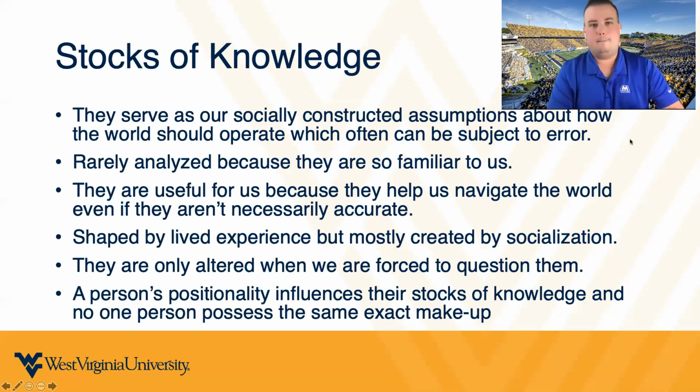So the first part of critical social theory's central themes is the idea of stocks of knowledge. Stocks of knowledge serve as socially constructed assumptions about how the world should operate, which can often be subject to error. It's something we perceive as individuals, things that we just hold as truths in our lives. We rarely take a look at them because they're so familiar to us. And they're useful because they help us navigate the world as we see it, even if they're not necessarily accurate.